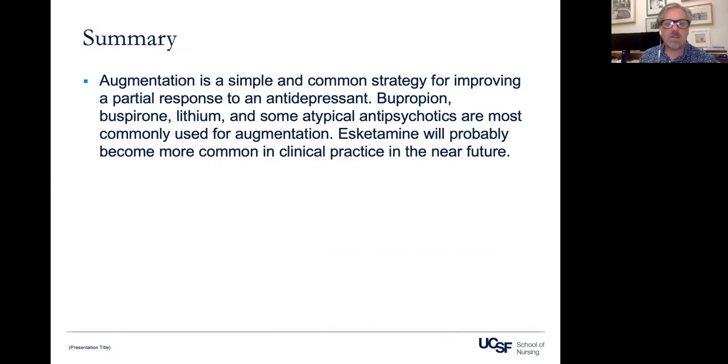So augmentation is a fairly straightforward way to boost the effects of antidepressants. Of course, the first thing you want to do is give your original antidepressant a good trial first, because monotherapy is always preferable if we can get away with it. But if you're getting a partial response and you don't want to change the initial medication because of that partial response, bupropion, buspirone, lithium, and some atypicals are commonly used for augmentation, and we'll probably see more ketamine and S-ketamine used in the future for augmentation strategies.